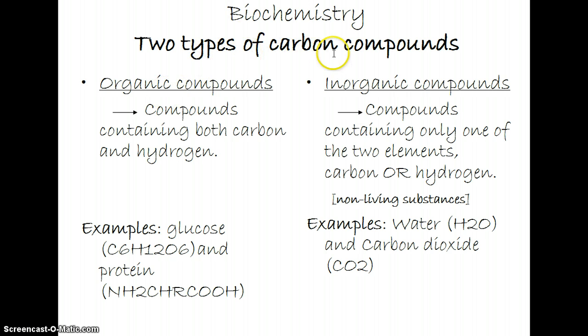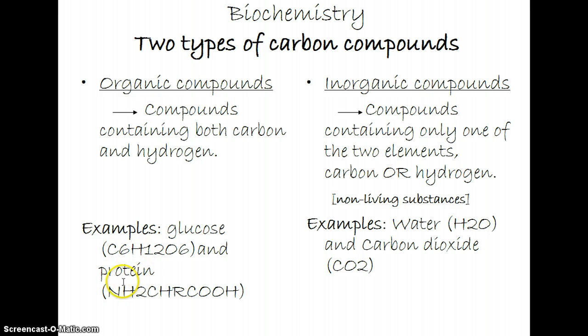There are two types of carbon compounds. We have our organic compounds and our inorganic compounds. Our organic compounds contain carbon and hydrogen together. They're married. Like here, glucose. You will see C6 and you will see H12. And of course, you'll see O6. But these two elements are always together. The carbon and the hydrogen, they go together like peanut butter and jelly.